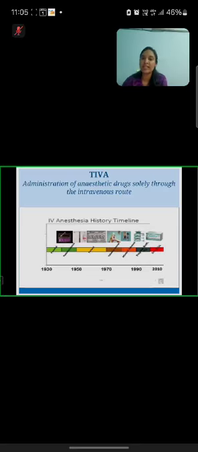Total intravenous anesthesia is the administration of anesthetic drugs exclusively via the intravenous route. In 1930, after the introduction of thiopentone, TIVA became common in practice. But only after the 1990s, when propofol was introduced into the field, it became safer and everyone started to practice it.